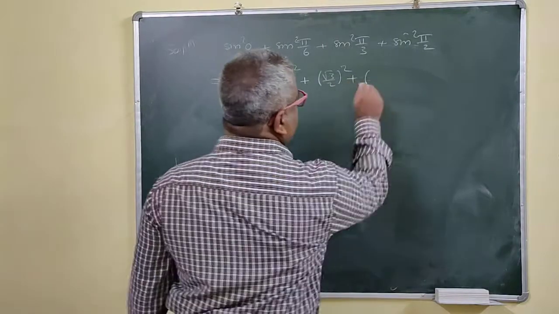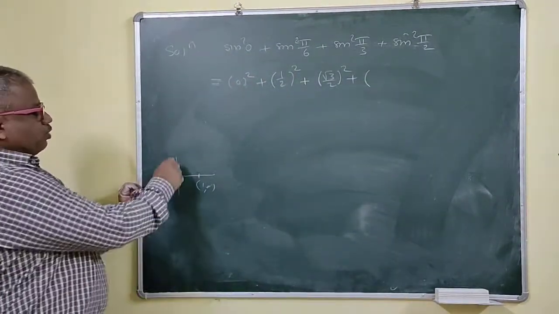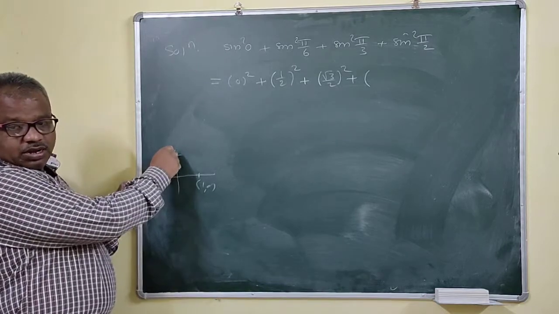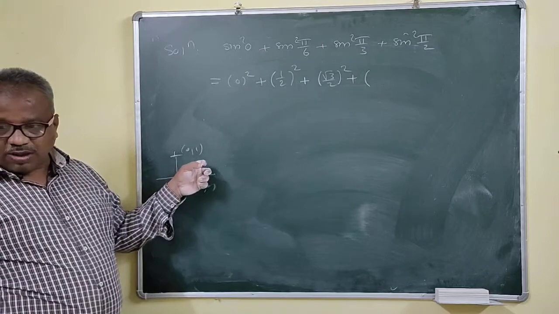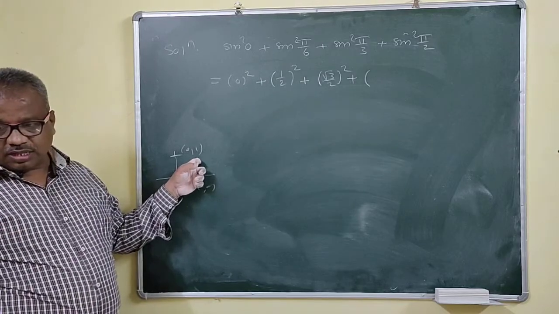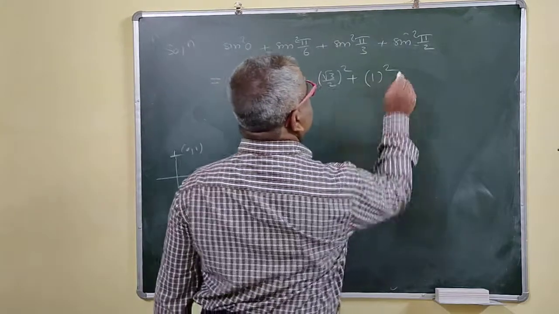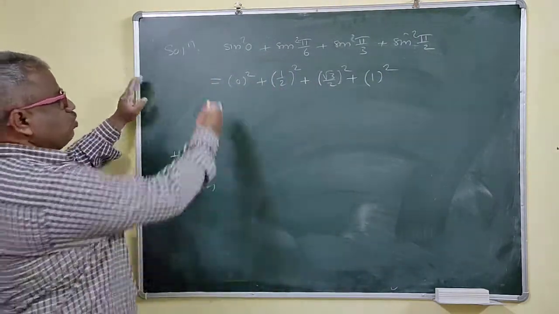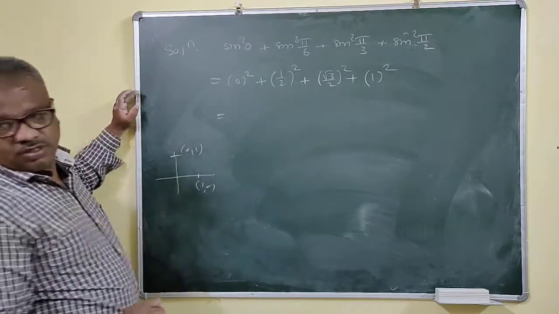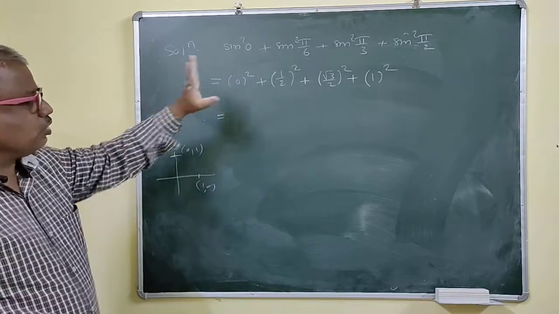Plus sine square pi by 2. Pi by 2 means 90 degrees. So pi by 2 means here now, right? On the y-axis. This is what? 0, 1. Right? And the y coordinate is the value of the sine. So sine pi by 2 is 1 now. So 1 square. Just simplify this one. Now 0 square, don't write down this term. 0 square is 0. Right? And 0 plus anything will be that anything. So no need to write this.